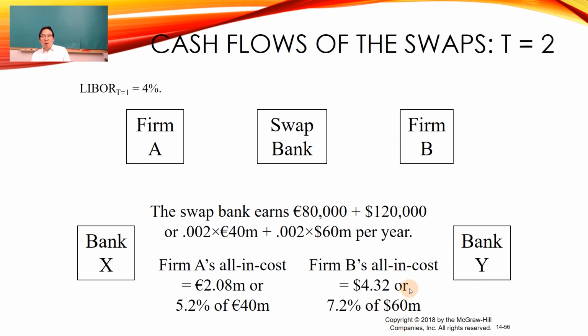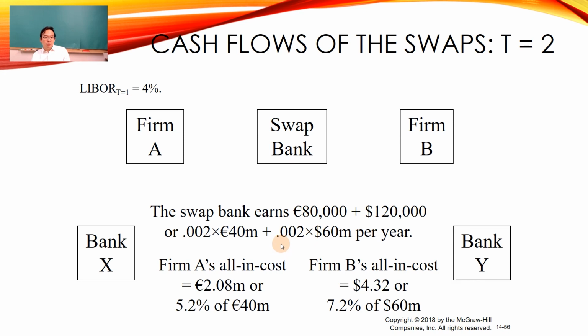How about time point two? Suppose the LIBOR rate at the end of year one happened to be 4%, and then over the next year, the second year, what is the cash flow for each of the different entities at the end of year two? So the LIBOR rate is fixed at 4%, and the swap bank earns 20 basis points from each different currency notional principal. That doesn't change compared to the previous year.